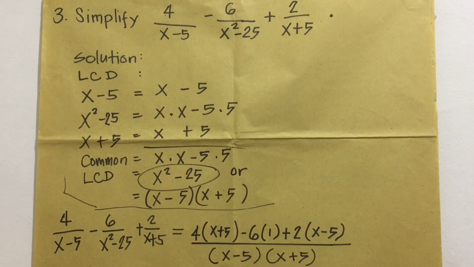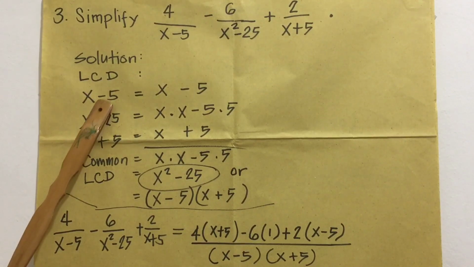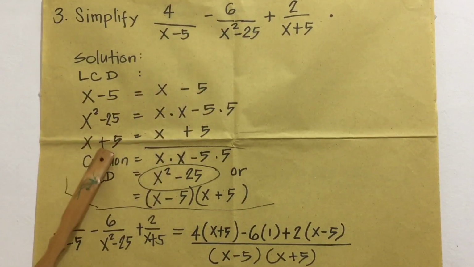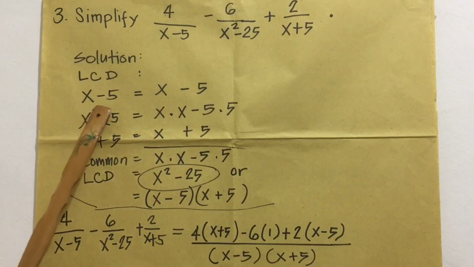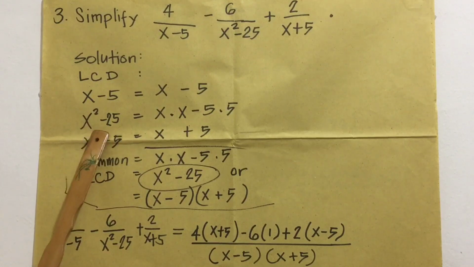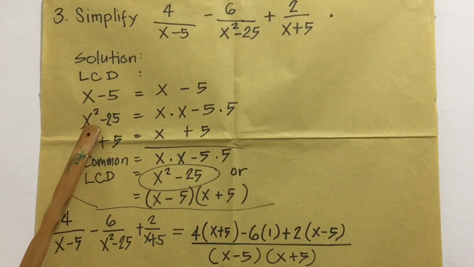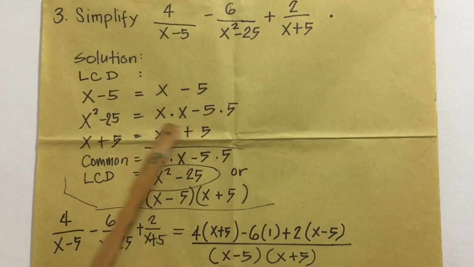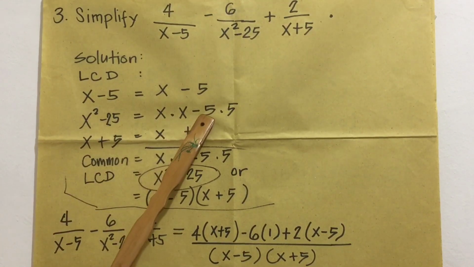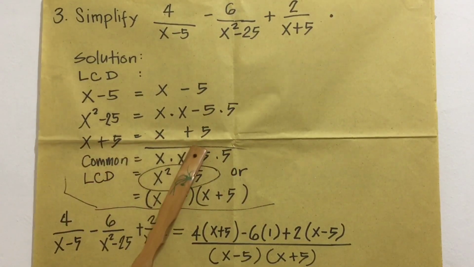So we're going to find first the LCD of x negative 5 coming here, and x squared negative 25, x plus 5, and x negative 5, just copy here. Then we're going to factor x squared negative 25. The factor of x squared is x times x, and the factor of 25 is 1 negative 5 and 1 positive 5. And x plus 5, just copy.